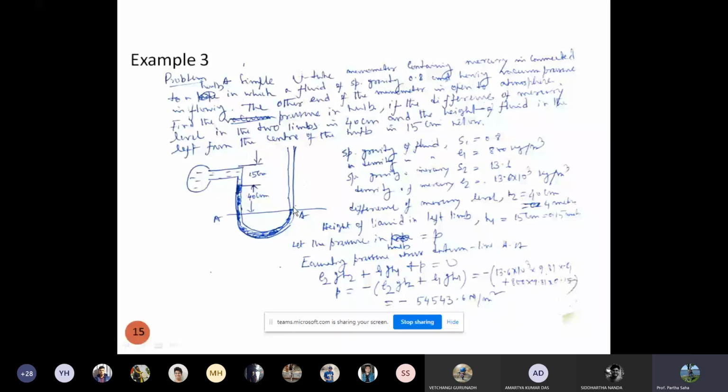So if you equilibrate this, P equals minus, both these terms go to the right-hand side and it becomes ρ2 g h2 plus ρ1 g h1. ρ2 is given as 13.6 into 10 to the power 3. H2 is given as 40 centimeter, which is 0.4 meter, and h1 is given as 0.15 meter. So you put in these values and then you calculate 54,543.